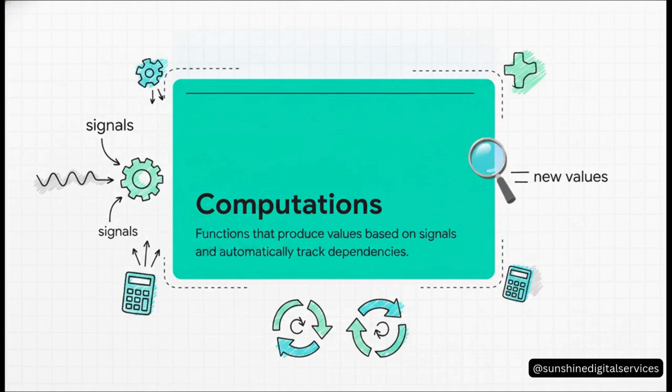What makes computations incredibly powerful is that they automatically track the specific signals they rely on. You don't have to wire anything up manually. The computation knows it needs first name and last name, and it will only rerun exactly when one of those underlying signals changes. If the user updates their profile picture instead, this computation does absolutely nothing. It perfectly isolates your logic and prevents any wasted effort.